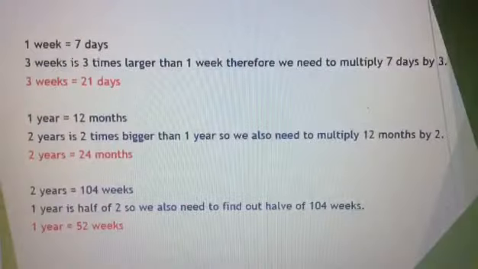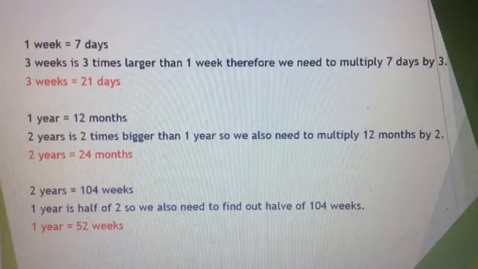So the first one asks you, is it true that there are 17 days in 3 weeks? Well, I know that 1 week equals 7 days, but this question's asking us how many days are in 3 weeks. So we need to make 1 week 3 times larger, but we also need to do the same to 7, as there are 7 days in 1 week, and 7 multiplied by 3 is 21. Therefore, proving the statement that there's 17 days in 3 weeks as incorrect.